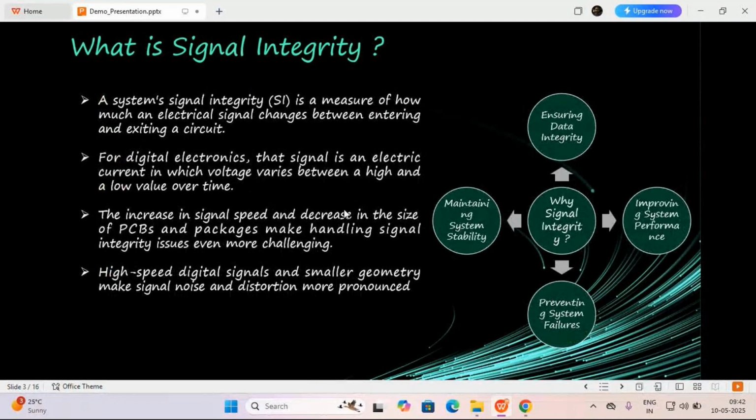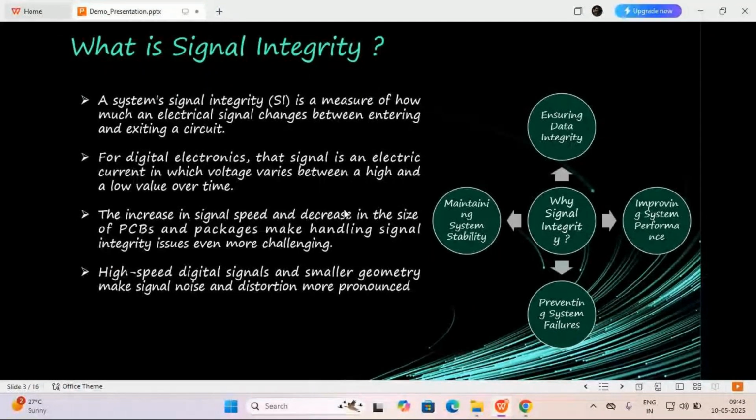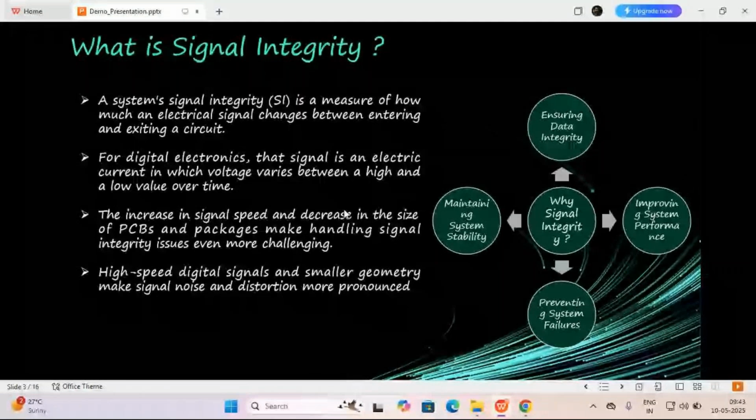Let's say you have 2 points. Point A is the driver which is driving that signal, and point B is the receiver. So a signal is basically electrical energy in the form of voltage or current. In digital it is 0 1 1 0, all that, which carries some data, which carries information from point A to point B. And integrity means the characteristics of a signal. So in signal integrity we study the characteristics of a signal when it is traveling from point A to point B.